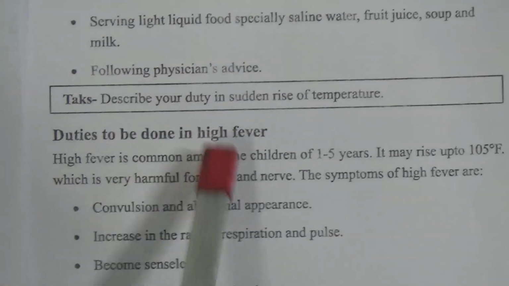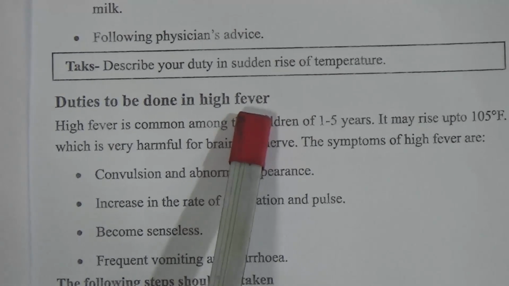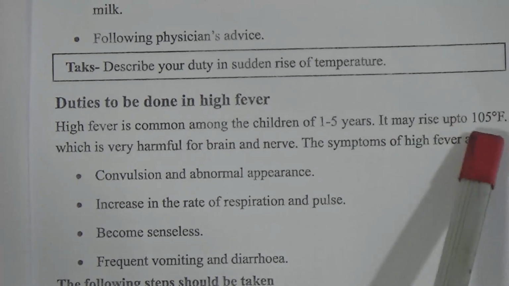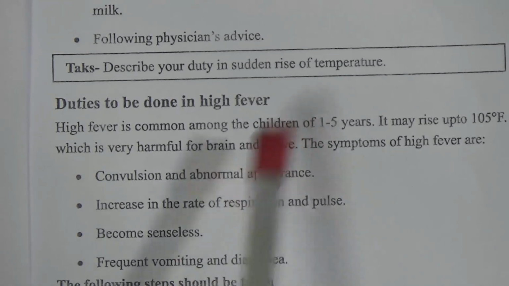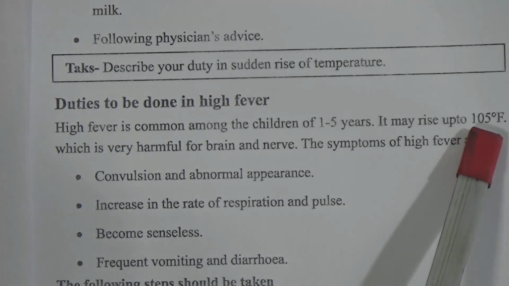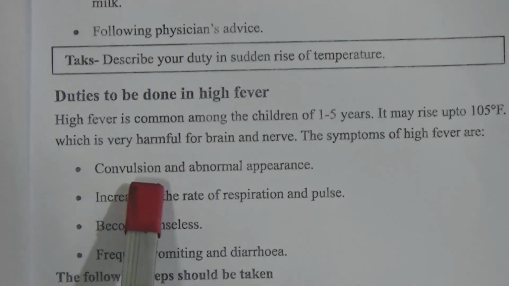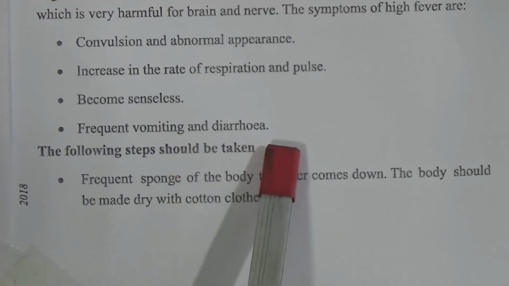Now, duties to be done in high fever. So here we learn what we have to do in the time of high fever. High fever is common among children of 1 to 5 years. It may rise up to 105 degrees Fahrenheit, which is very harmful for the brain and nerves. The symptoms of high fever are convulsion and abnormal appearance, increase in the rate of respiration and pulse, becoming senseless, frequent vomiting, and diarrhea.